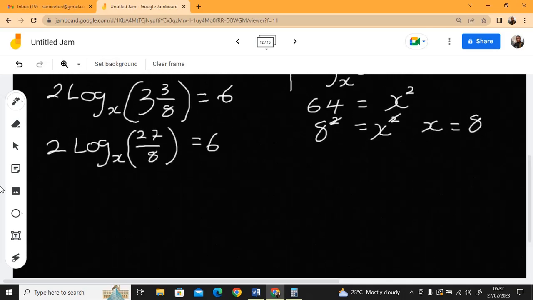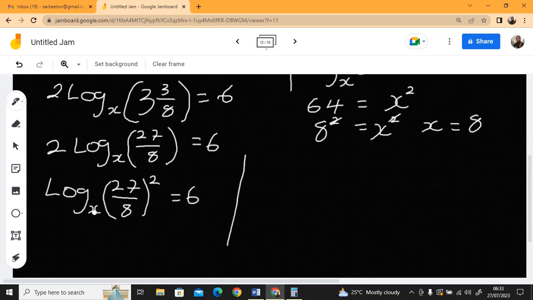Okay, so once these two move, I can rewrite this equation like this: log x, then you have 27 over 8, raised to the power 2, equals 6. Now I can do this before I even move anything. 27 squared, I think it's 729 if I'm not mistaken. 27 times 27 is 729. Then 8 squared means 8 times 8, not 8 times 2. That is 64, right? That is that.